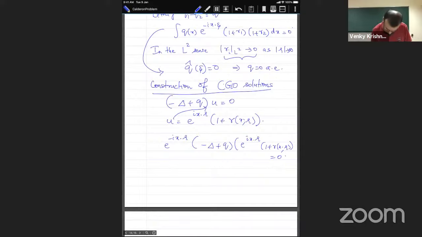So this implies that e to the minus i x dot zeta of Laplace of e to the i x dot zeta r, which comes with a minus sign, is going to be equal to q, sorry, there is also q.